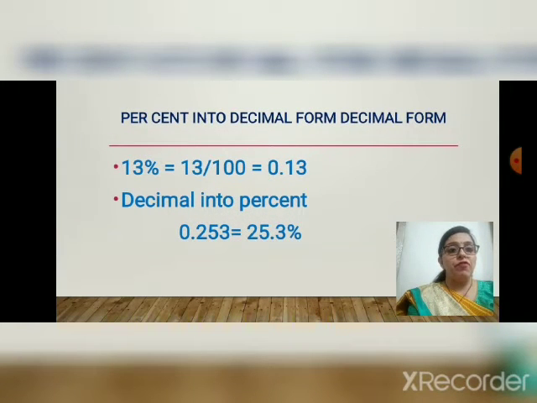Percent into decimal form. How? 13%. It means 13 upon 100. So we can write it in decimal as 0.13. And when a decimal is given, we have to convert it into a percentage. So how can we do it? 0.253 multiplied by 100 equals 25.3%.